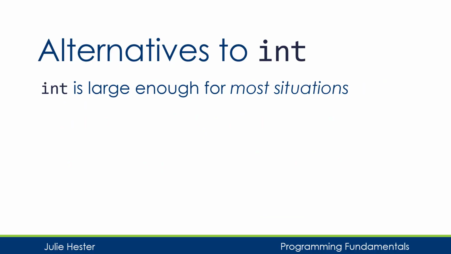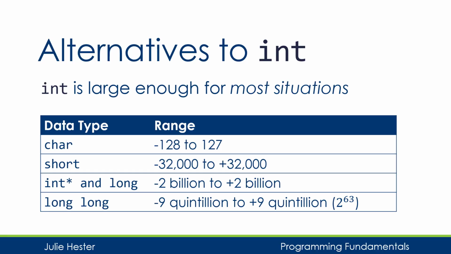Most of the time, when we're working with integers, an int data type is large enough. An int's value is usually going to be about -2 billion to +2 billion, so that will cover a lot of situations. But sometimes that isn't going to be what we need, and so here is a listing of the different sizes of integers and their approximate range.